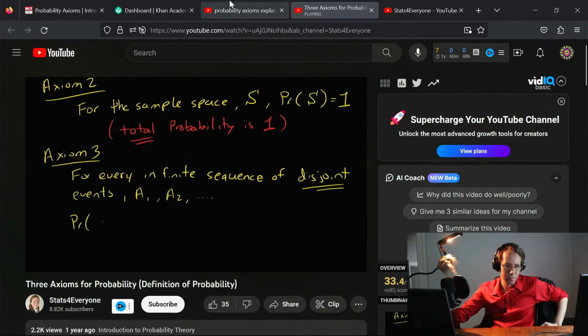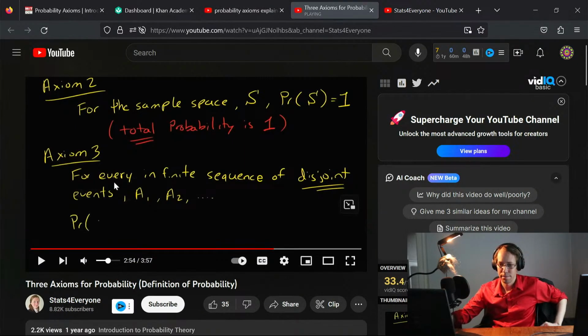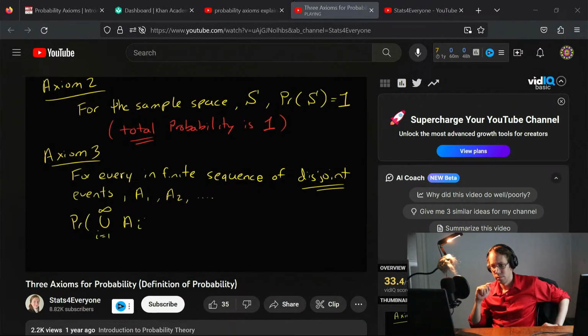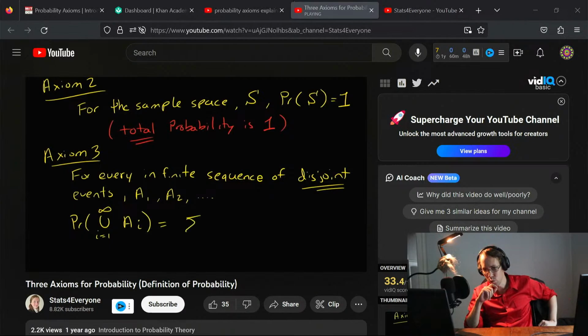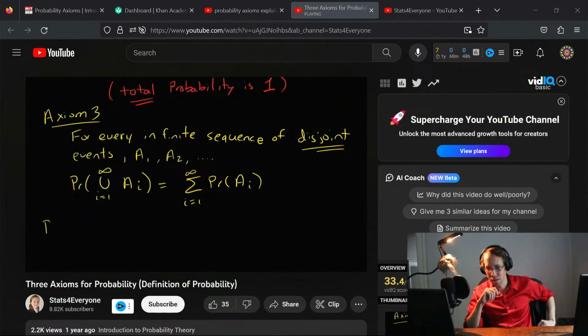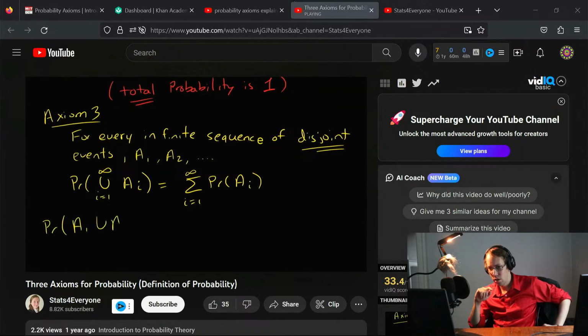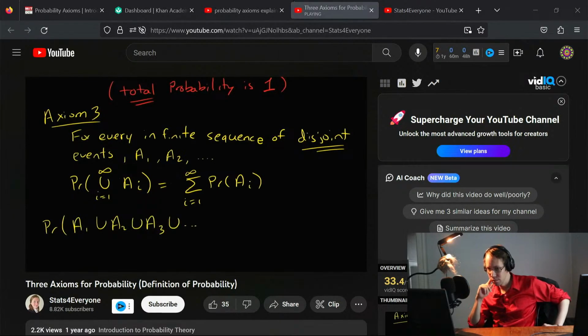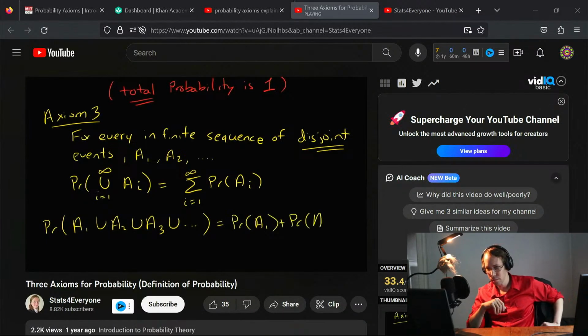If I wanted to find the probability of the union of all of these disjoint events, this is equal to the sum of the probability of each event. Basically what I'm saying is the probability of A1 union A2 union A3 union, all the way to infinity, since it's an infinite sequence, equals the probability of A1 plus the probability of A2 plus the probability of A3 plus, forever.